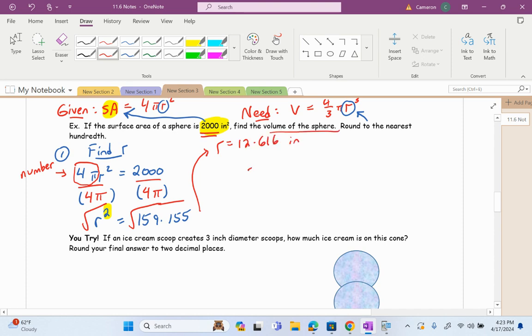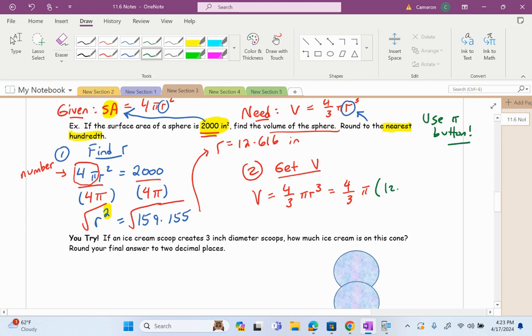Now we have to find the volume. So step 2 is we're going to get the volume now that we know the radius. So the volume is 4/3 pi r cubed. We're going to plug in that long decimal and we'll round to the nearest hundredth. Since it's asking me to round, that means I want to use the pi button on my calculator. My radius was, I'm going to write the abbreviated version here, but you want to use the entire decimal on your calculator.